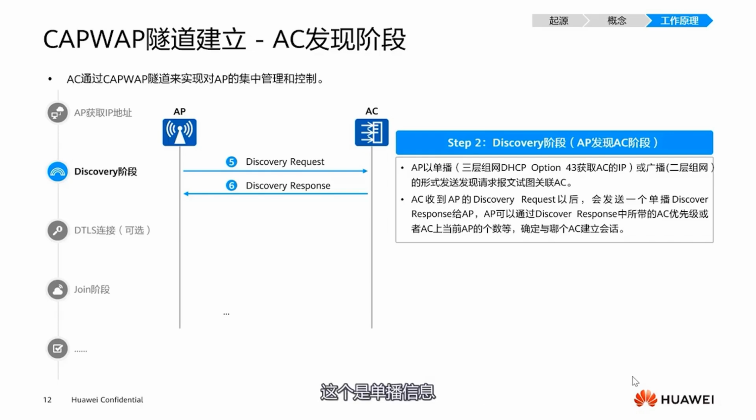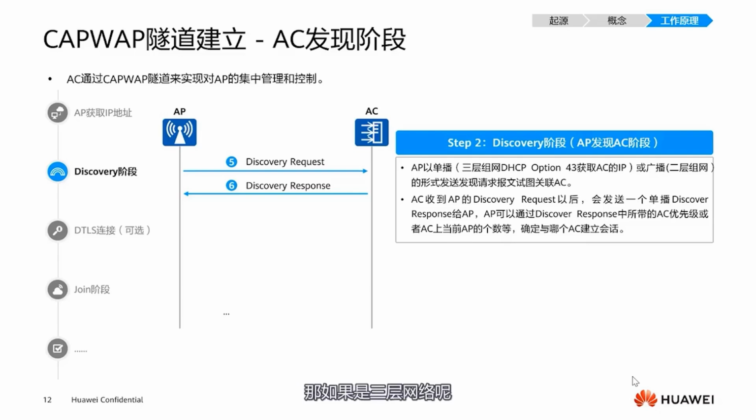If the AC receives the request, it will respond with a message, which is a unicast message. If there are multiple ACs, the AP will choose the one with higher priority or the one with lower load to establish a connection. This is the discovery phase, where the AP establishes a connection with the AC. Why are there multiple? Because there might be scenarios with N+1 redundancy across multiple ACs. This is how the AP discovers the AC.